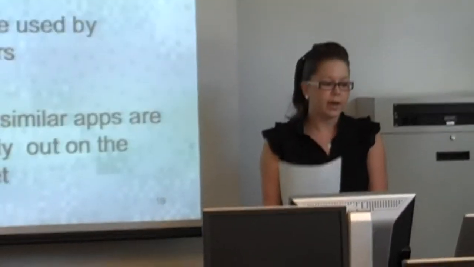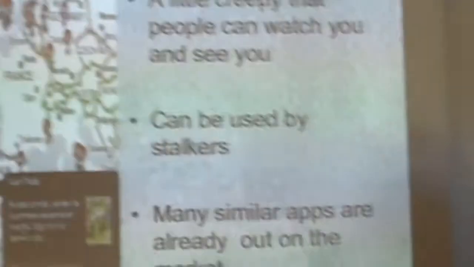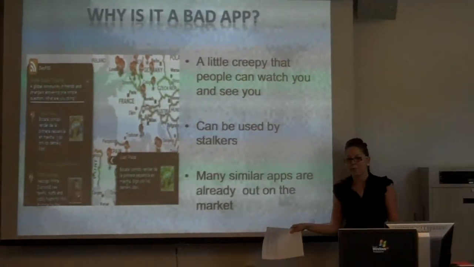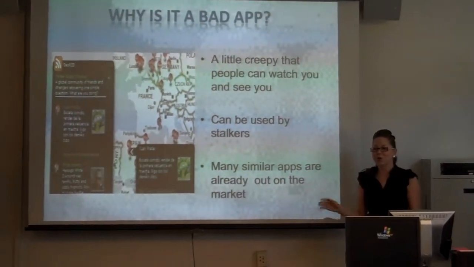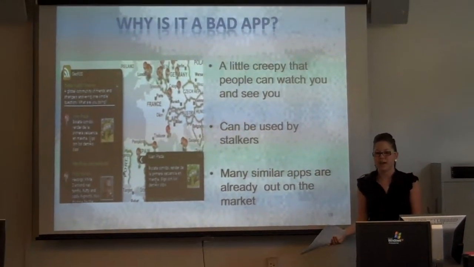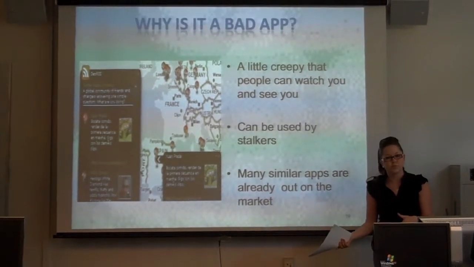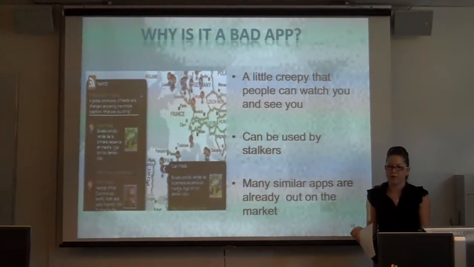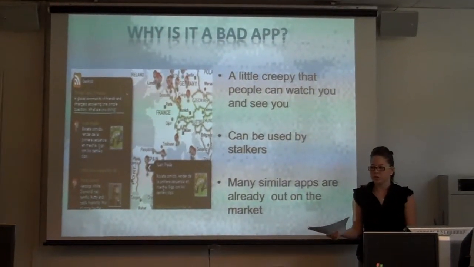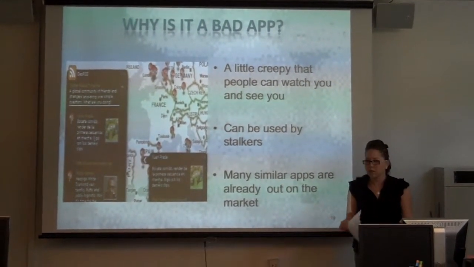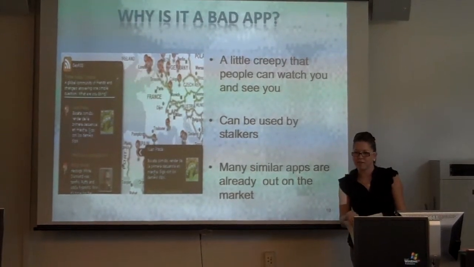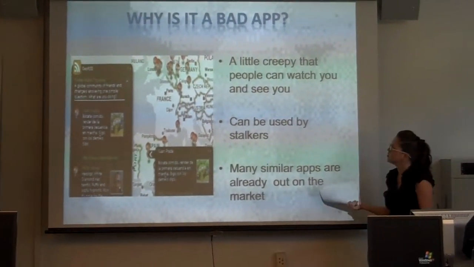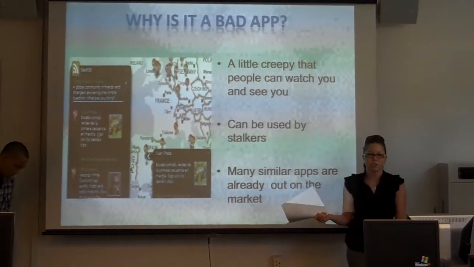Why is Twitter Atlas a bad app? It's a little creepy that people can see where you're at, kind of the whole Big Brother scare. The good thing about this though is you have to sign in yourself and allow yourself to be on Twitter Atlas. So if you don't want to be on it, then your friends can't find you, which makes it a little confusing to navigate Twitter Atlas because you're not sure which friends have it yet or don't have it yet. So that was the main con about this application, it was hard to use.